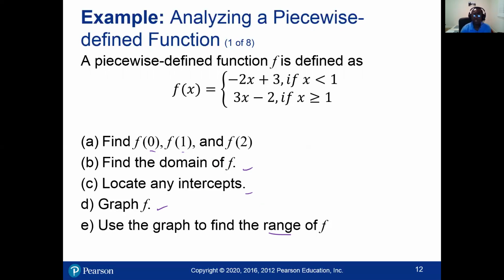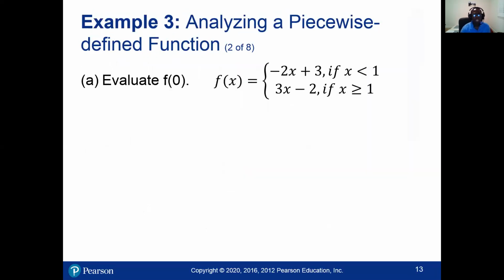So we want to do this individually. This is a piecewise function. This part is a linear function, so that's a line. The second part is also a line. It is defined for the domain, the first one when x is less than 1, and the second when x is greater than or equal to 1. So that's a piecewise function. Now let's find f of 0, f of 1, f of 2.